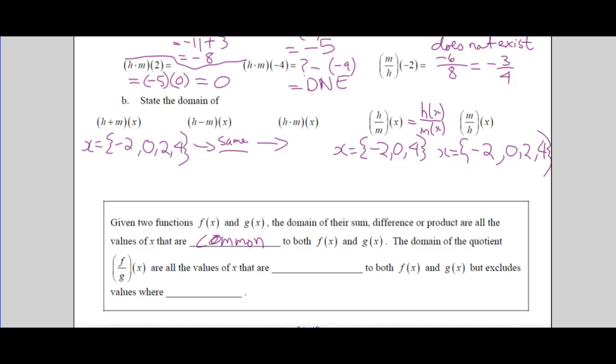The domain of the quotient are all the values of x that are common to both, but excludes values where g of x is equal to 0, right? We cannot say anything about x. We don't know what the x's are. We do know that g of x can't be 0, and that's what we're going to say. No, that's the x value.